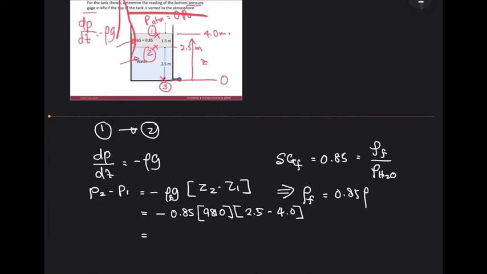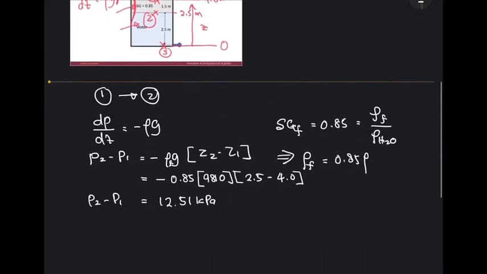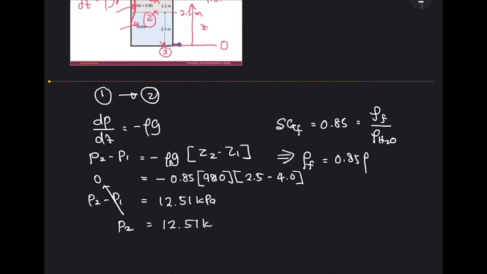So you have 12.51 kilopascal, all right. This is P2 minus P1, okay. P2 minus P1 equals 12.51 kilopascal, but we know the P1 is open to atmosphere, all right. When open to atmosphere, the P is equal to zero. So automatically we can say the P2 is equal to 12.51 kilopascal, okay. We're not done yet because we are looking for P3, okay.